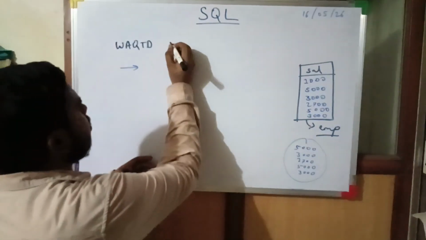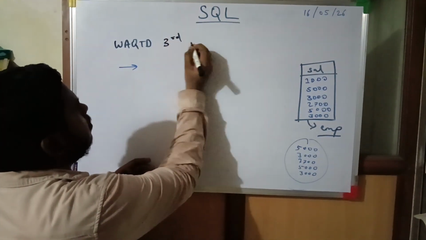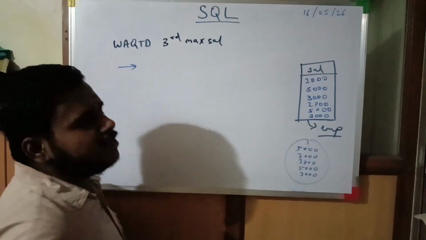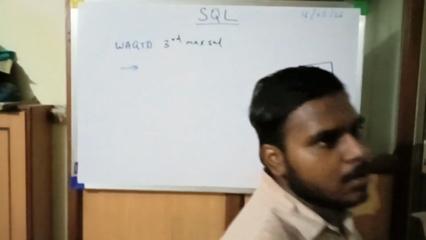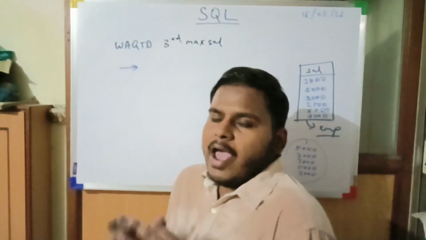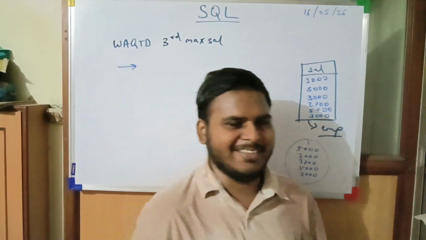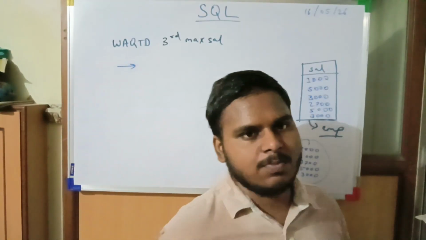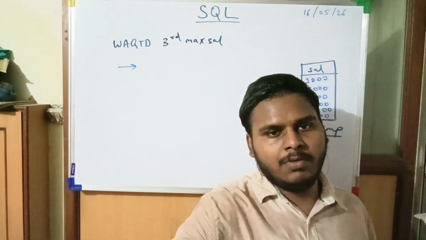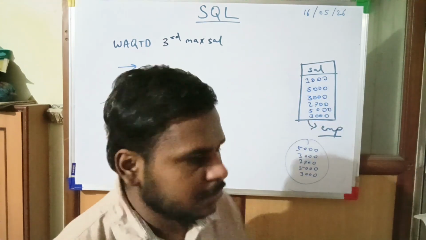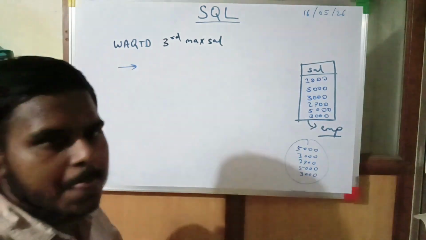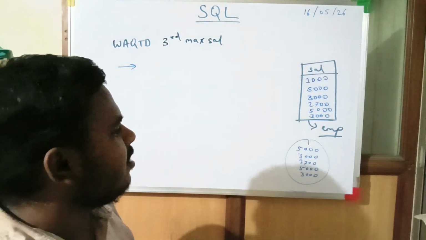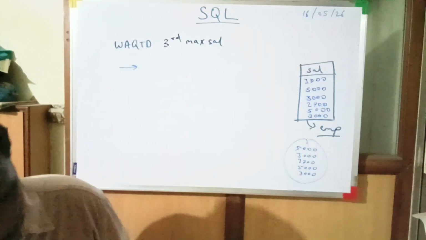If I give you a question, write a query to display the third maximum salary. Now this is a good question. Just try to solve this. Pause the video for a second and try to solve it on your own. Okay, we will need to execute it also. There also I will explain what the inner query will give as output and how it filters out the data.